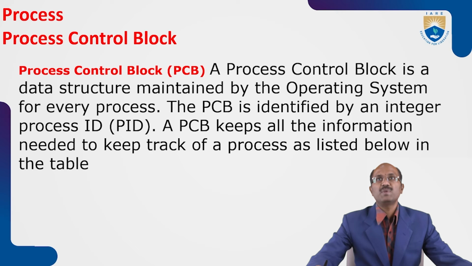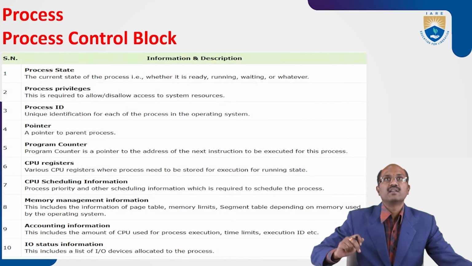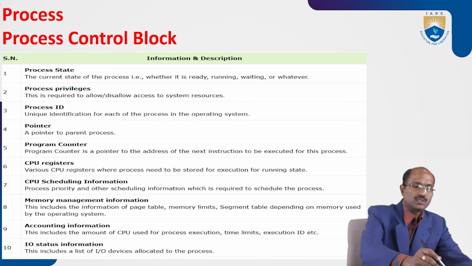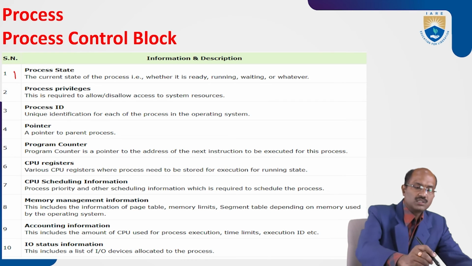So a PCB keeps all the information needed to keep track of a process, as listed in the table below. I am giving in this table the complete detail of the process control block. The first one is process state. This is the current state of the process, that is, whether it is in the ready state, running state, waiting state, or whatever. Next, process privileges.